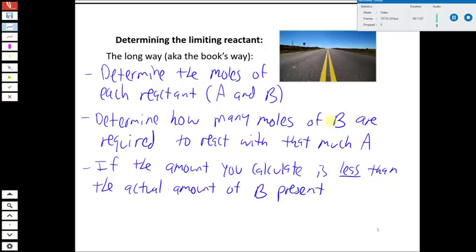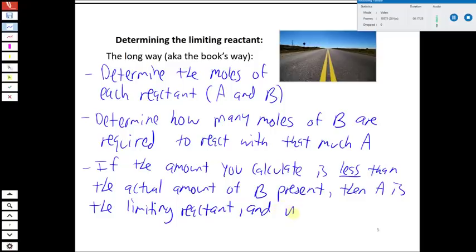If the amount that you calculate is less than the actual amount present, then that means A is the limiting reactant. In other words, you have more than enough B to react with however much A you have. And then you'd have the opposite situation, which I'll just write as vice versa. So if you calculate an amount of B that is greater than the amount that you actually have, that would make B the limiting reactant.